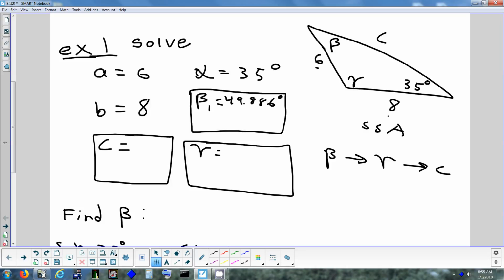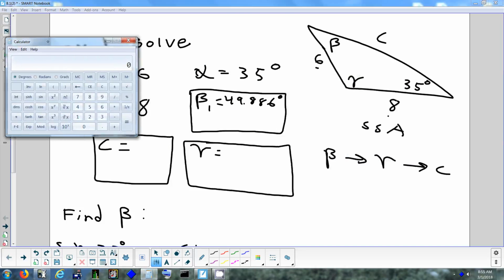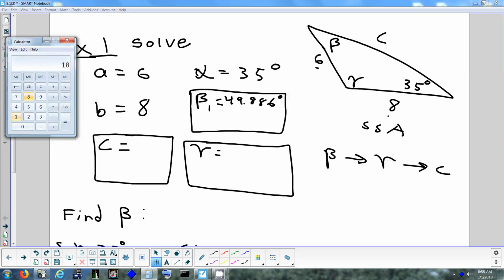All right, so beta 1. I'm calling it beta 1 just in case there's a second answer. If there isn't, then don't worry about it. We'll just do this like we always would. What do I do with that number to check if there's a second answer? You do 180 minus 49.886. So I do 180 minus 49.886, and I get 130.114.